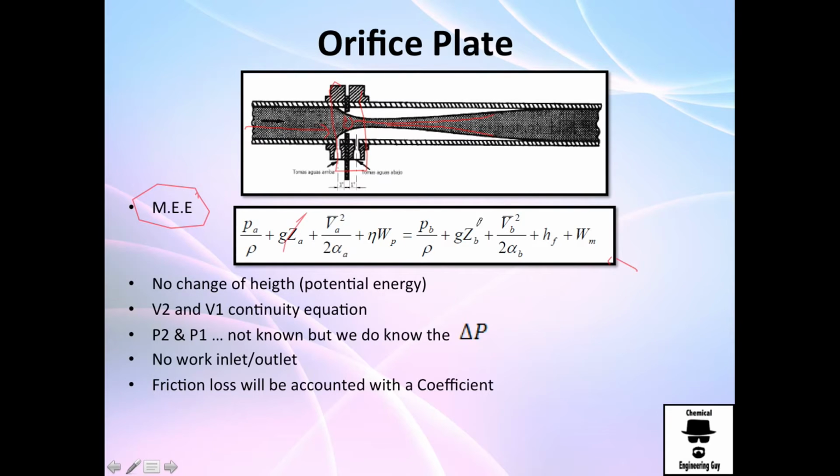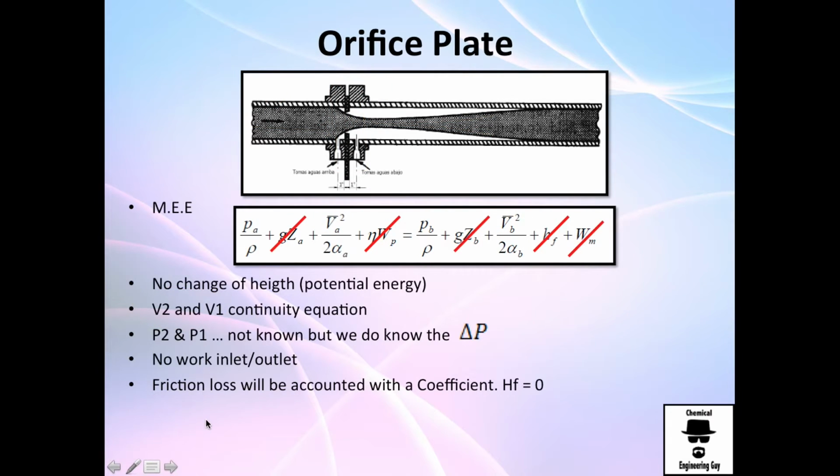There's no change in height, no pump, no work. There is of course friction, but we're going to use a coefficient to add that friction, so forget about that. And well, actually that's everything. Remember that we can relate the velocity of A with respect to B if we have the diameters, which I think is pretty common to have in the industry.